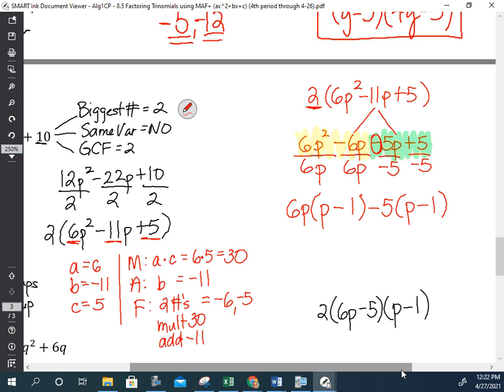How do you know you did it correctly? The parentheses should match. If the parentheses match, you get it right. That means all you got to do is write your answer and the problem's over. P minus 1 matched. There you go. 6P minus 5. The 2 that you took out at the very start of the problem, all you have to do is bring it down.